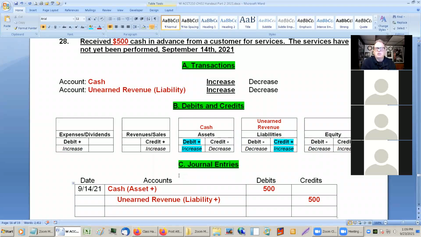Any questions on this? I'm sorry, you've got to say that again. Cash is going up, and unearned revenue is a liability going up. Sort of like getting a loan from a customer. Any questions on the journal entry for that?